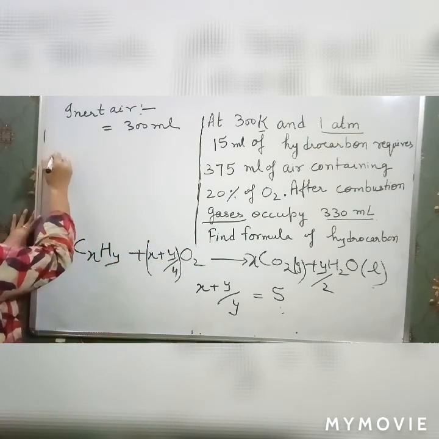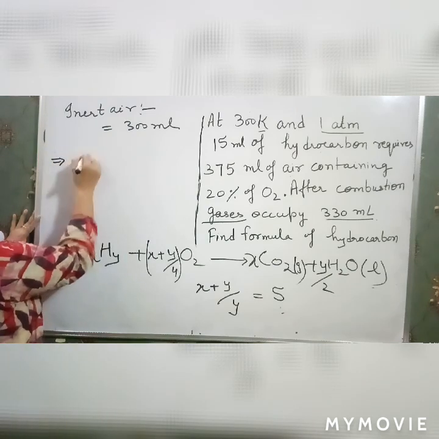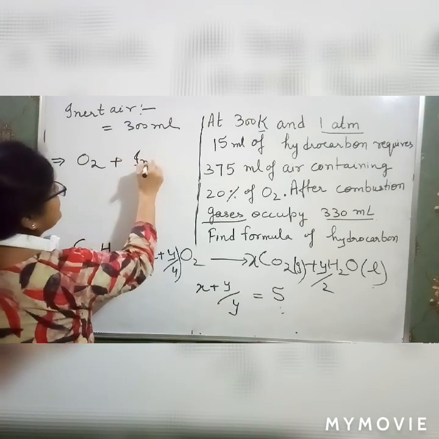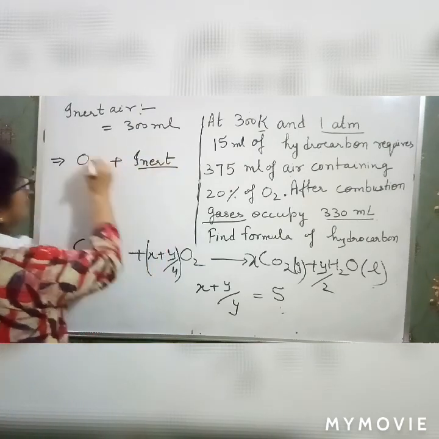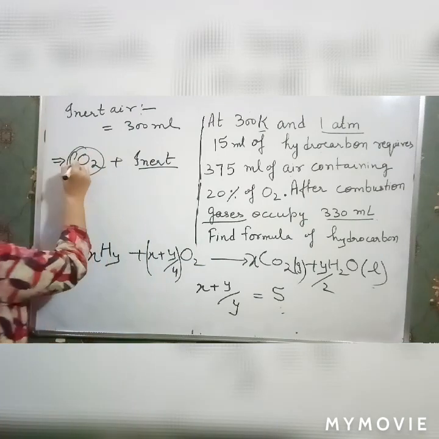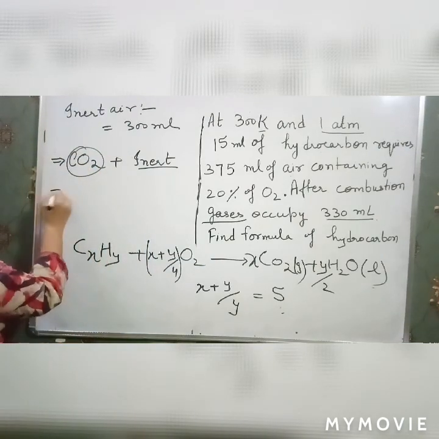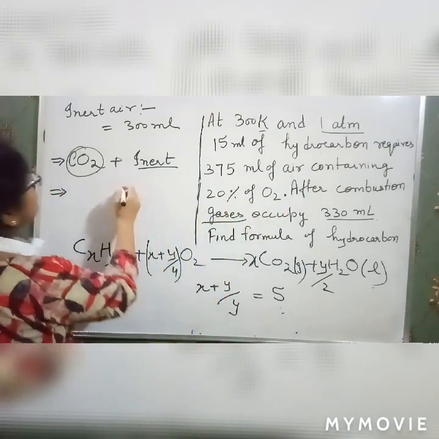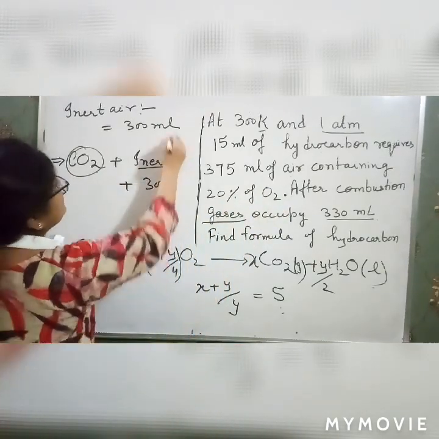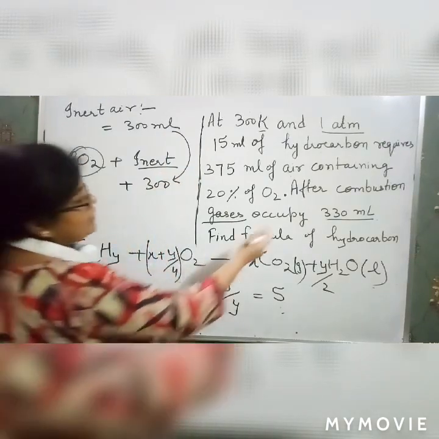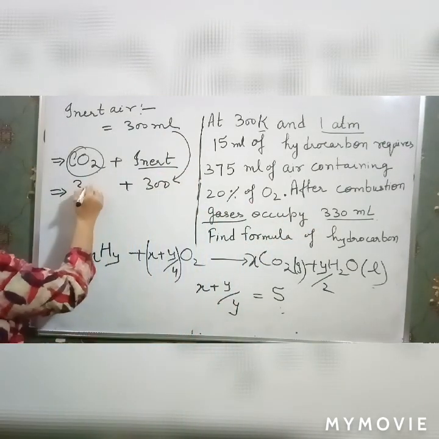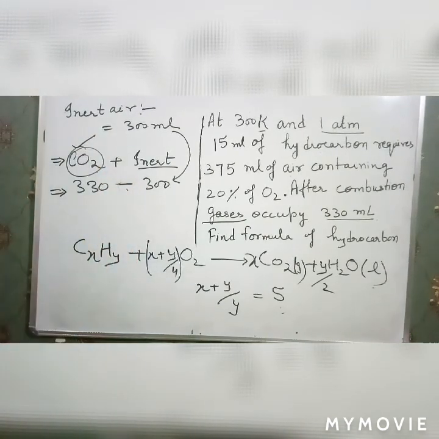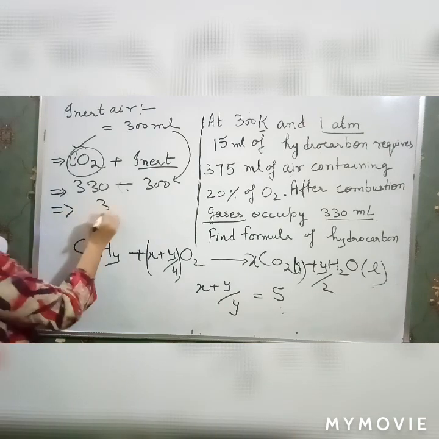So after burning we got the oxygen plus inert gas. So we not only got the oxygen, we got CO2, okay, when we burned it. So the volume of the CO2 present in the gas which we got after burning, the inert gas must be 300 because it remains unaffected, and in total we have 330. So we just subtract it from 330 in order to get the volume of CO2. So we get 30 ml.